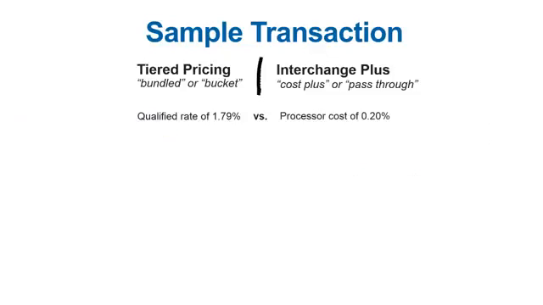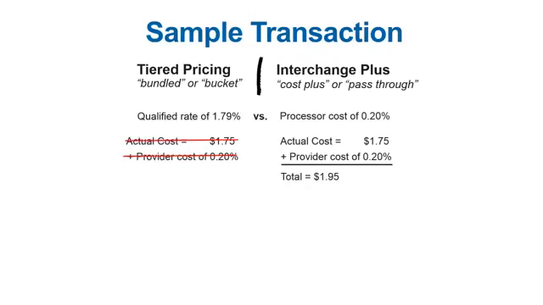For the Interchange Plus pricing model, you have a 20 basis point provider cost added to the $1.75 actual cost, bringing the total to $1.95. For the tier-based pricing model, you have that same base cost of $1.75, but in order to get the total cost, you simply multiply the $100 times the 1.79% rate assigned to that tier level to get the $1.79 total cost.